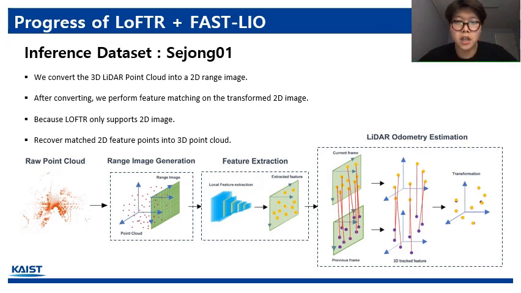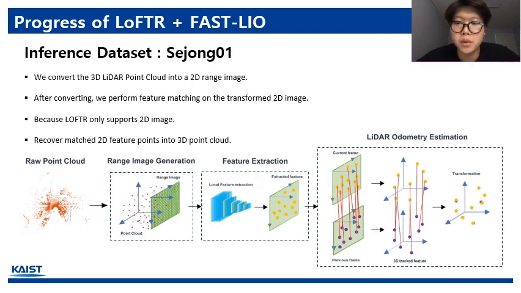However, LoFTR is designed to work with 2D images. This limitation necessitated the transformation of our 3D LiDAR data into 2D format. We envision that this conversion will allow us to utilize LoFTR's impressive capabilities and effectively accomplish our goals. After the feature extraction phase, we can get matched feature points in 2D space. In order to use them as LiDAR odometry, we needed to recover those 2D matched features into 3D LiDAR point clouds. Description of all these sequences are well shown on the slide.